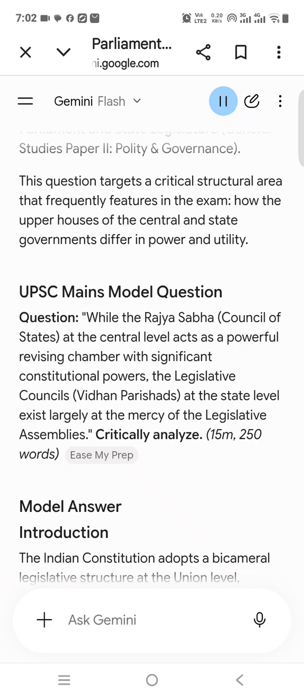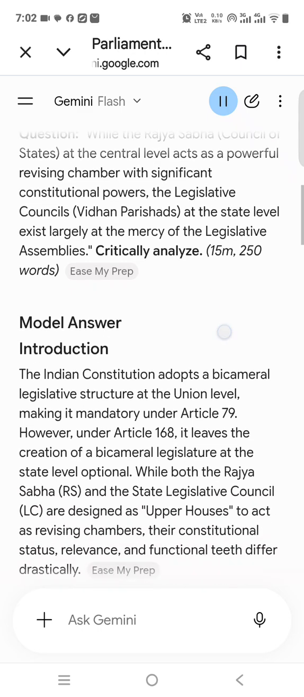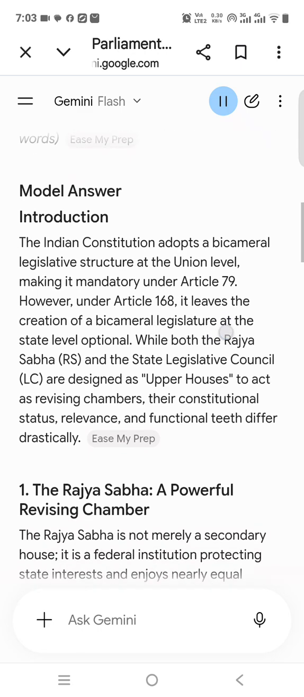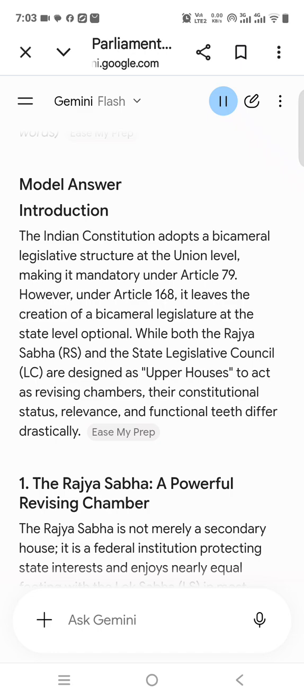1. The Rajya Sabha, a powerful revising chamber. The Rajya Sabha is not merely a secondary house. It is a federal institution protecting state interests and enjoys nearly equal footing with the Lok Sabha, LS, in most constitutional domains. Legislative powers. An ordinary bill cannot become law unless passed by both houses. In case of a deadlock, a joint sitting, Article 108, is called.